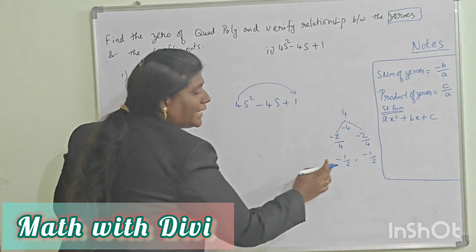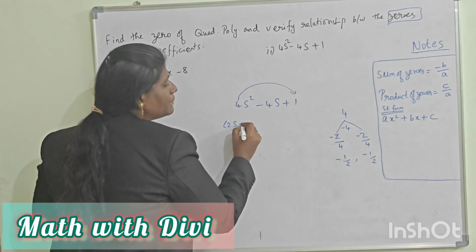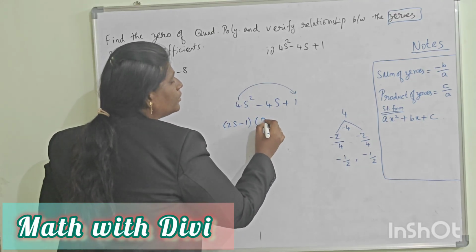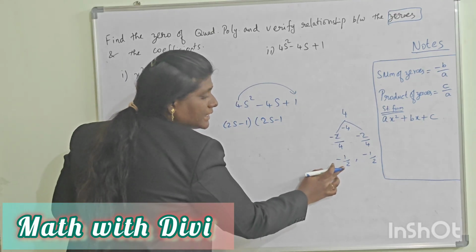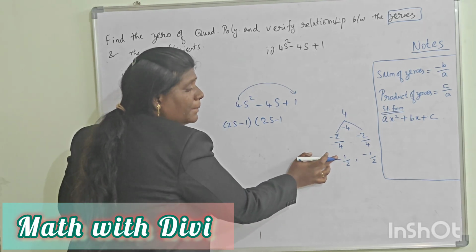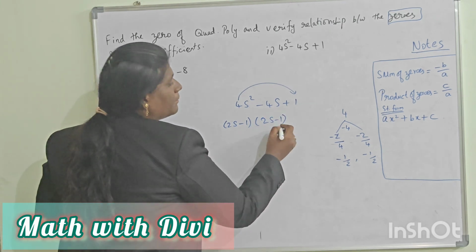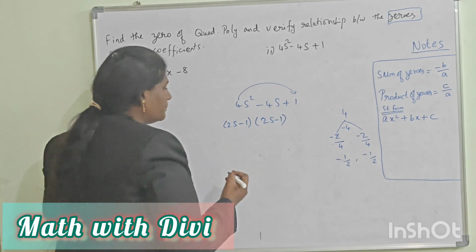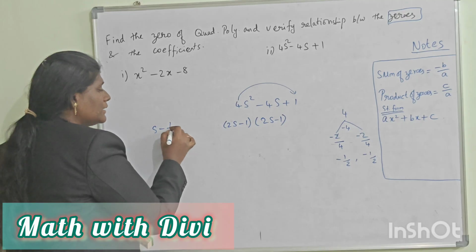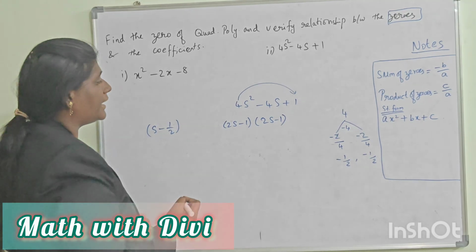So, the denominator is the coefficient of the variable. Okay. So, 2s minus 1 into 2s minus 1, this is the denominator, the coefficient of the variable, and the numerator we have to write as it is. You may have a doubt: Ma'am, shall I write s minus 1 by 2? Yes, you can write. It is also a correct answer.